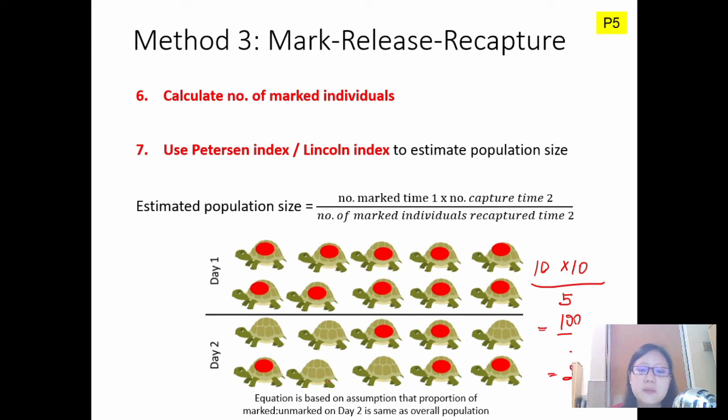The equation is really based on the assumption that the proportion of marked to unmarked is really the same as the overall population. So the proportion of marked to unmarked individuals in the overall population should be around the same as the ratio here. Okay, if you don't understand that, don't worry. You just gotta use this equation. Okay, you do have to remember this. They don't give you it all the time. I'll give you more practices in the quiz.